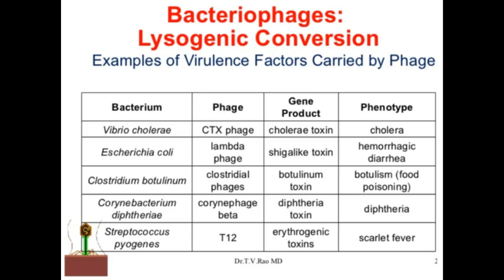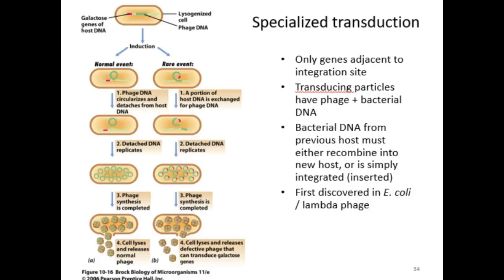So now let's switch back to the focus on horizontal gene transfer and ask the question, how can a lysogenic phage result in horizontal gene transfer in the bacterial world? In other words, how can they participate in what is called transduction? And this cartoon is showing that. The kind of transduction that the lysogenic phage usually do is called specialized transduction.